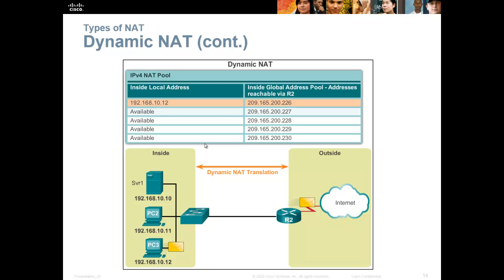So there are 3 kinds of NAT. There's static NAT, dynamic NAT, and port address translation. But you can combine them, and we'll talk about that when we get in the configuration mode. Now, why would you ever need to combine those 2?